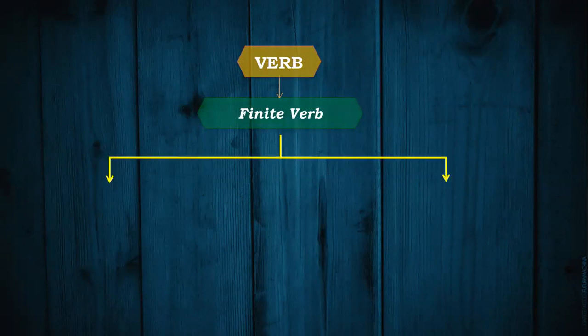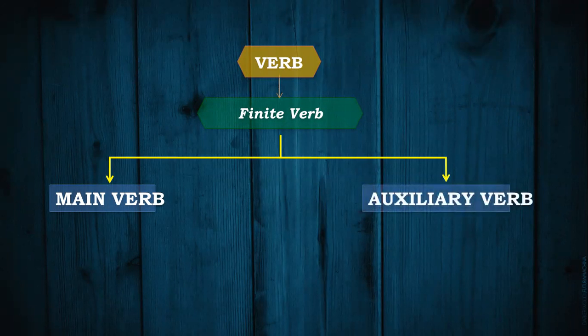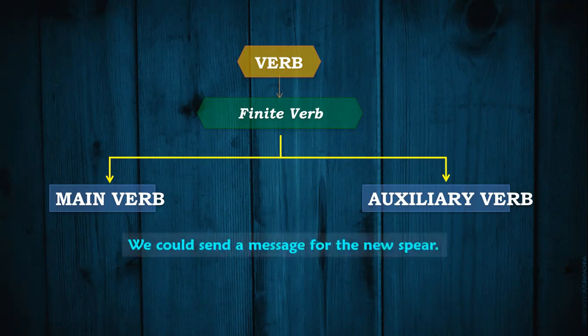Let's talk about finite verbs. Finite verbs are further defined as two verbs, that is, main verb and the auxiliary verb. So now we are going to first identify how auxiliary verbs are going to help the main verb. Remember the definition which says auxiliary verbs are the verbs which help another verb. Here we are with a sentence. We could send a message for the newspaper.